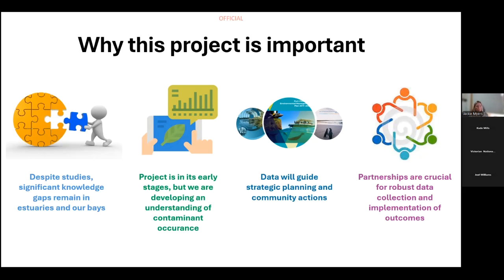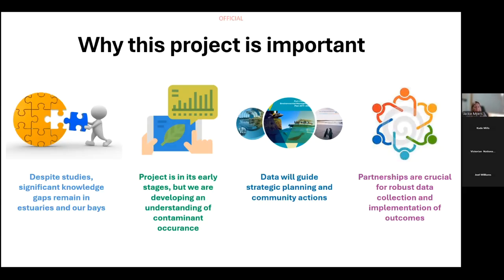The research is really vital as contaminants arise from our everyday activities and they can affect the values of our estuaries and bays. So understanding where and how they're coming in and where they're occurring will help us develop targeted management strategies. And the last important thing is that building strong partnerships is really essential for projects like this, to ensure that our findings are used by the different stakeholders, anywhere from community through to government and industry.